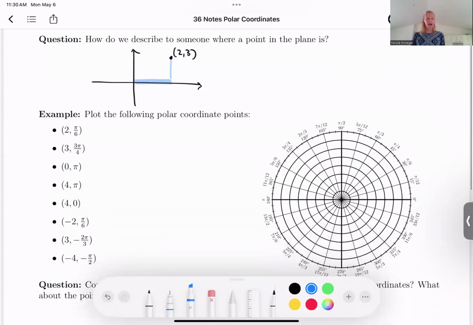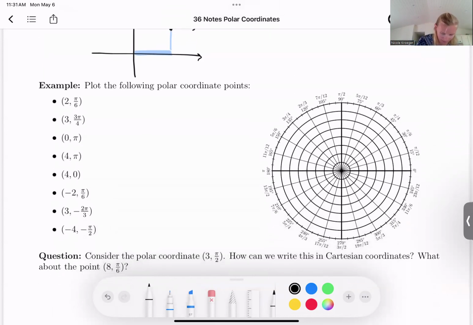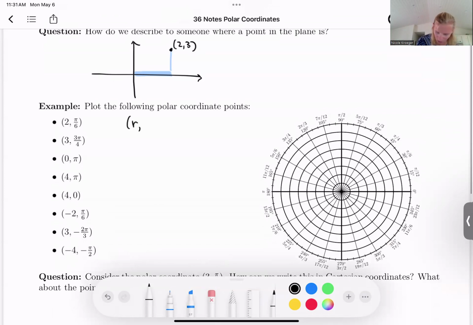And so what we're going to do now is we're going to talk about polar coordinates. And when we deal with polar coordinates, we're going to do exactly that. We're going to report an angle and then how far we've moved in a particular direction. So with polar coordinates, the way that we write them is we write them in the format r theta instead of xy. R tells us how far we've moved, and theta tells us what angle we've moved at.